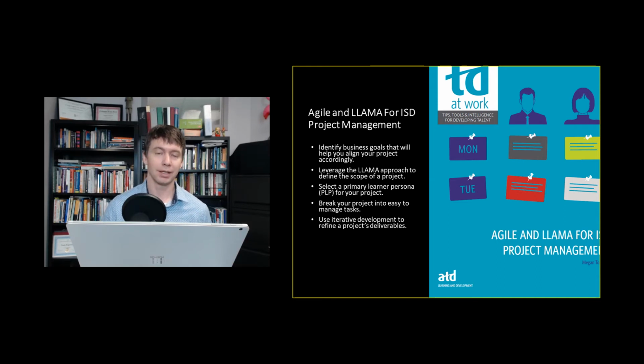What they're saying is that you can use Agile or LLAMA as an ISD or project management approach, and they give you a series of steps in order to do that. For me, one of the things I really like, because it intersects with marketing, an area that I'm particularly interested in, is to select a primary learner persona, or PLP, for your project. And that wasn't actually something that I was necessarily thinking about myself, but it makes sense because in marketing you want a buyer's persona, right?